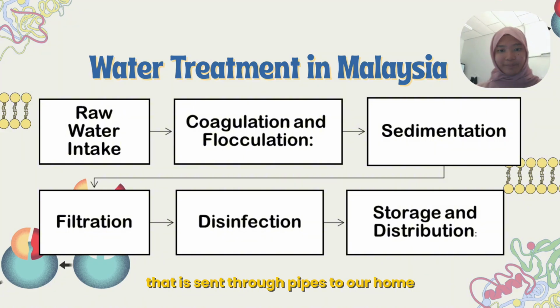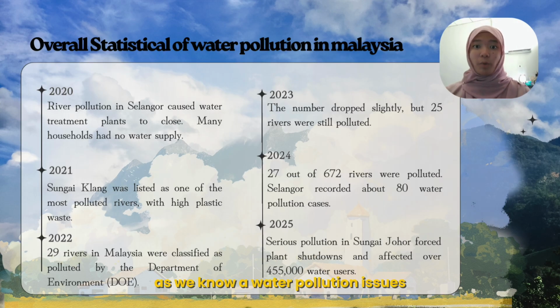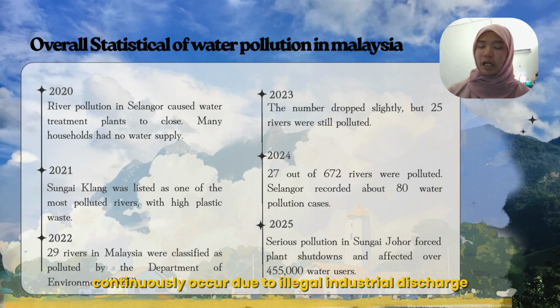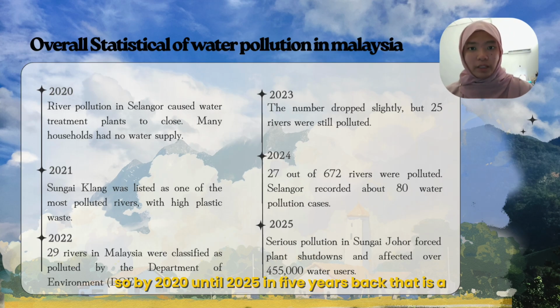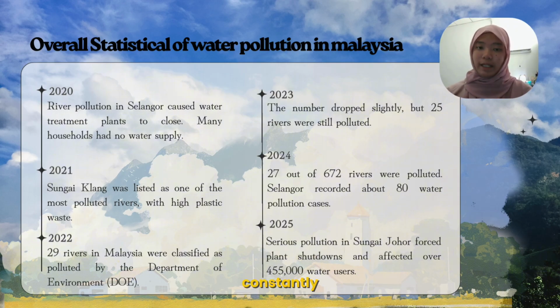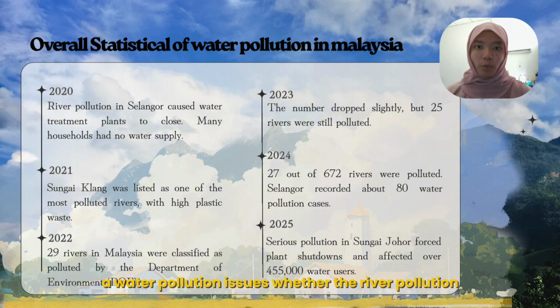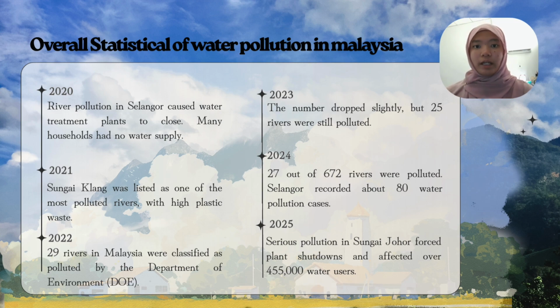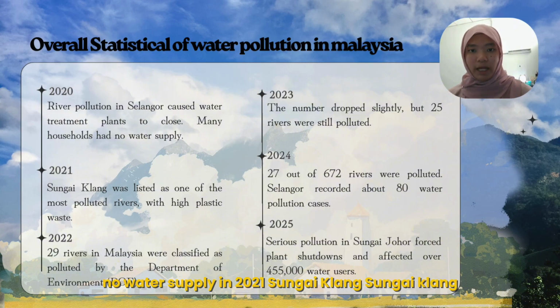As we know, water pollution issues continuously occur due to illegal industrial discharge. From 2020 until 2025, over the past 5 years, there have been constant water pollution issues, where river pollution in Selangor caused water treatment plants to close. So many of our households had no water supply. In 2021, Sungai Klang was listed as a polluted river with high plastic waste.